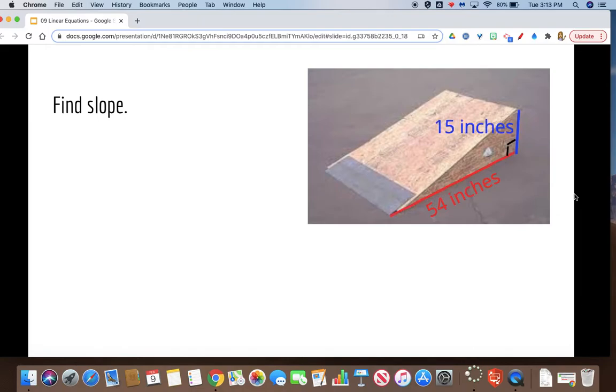Let's find slope looking at this ramp. If we look at the rise, the vertical change of the ramp, we see that it's marked as 15 inches. So the rise is 15 over the horizontal change, which is marked here in red as 54 inches. 15 is the vertical over 54 the horizontal. Before we write slope, we want to make sure we've simplified. 15 and 54 can both be divided by 3 to get 5/18. That is the slope of this board ramp.